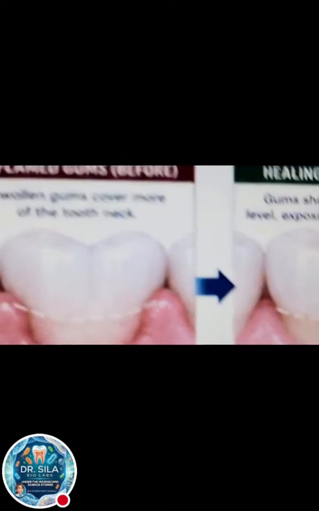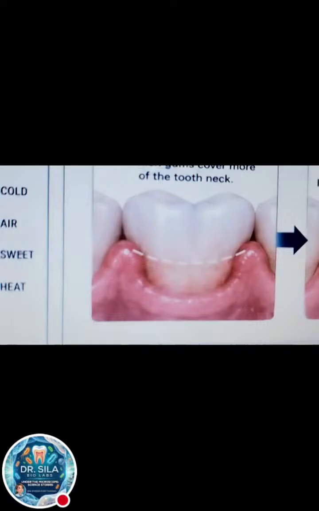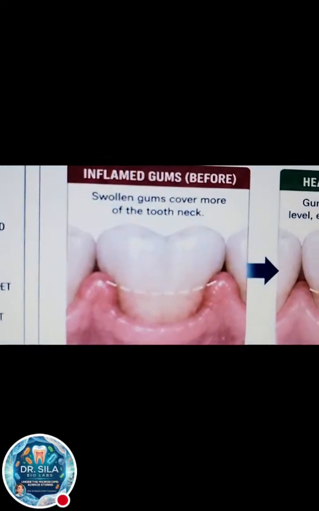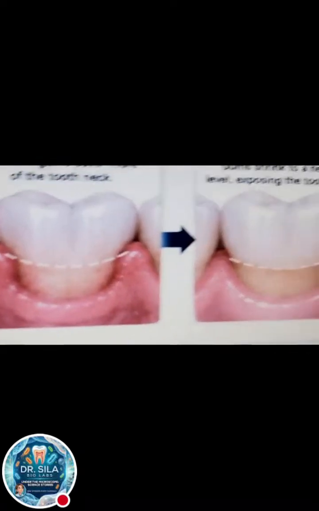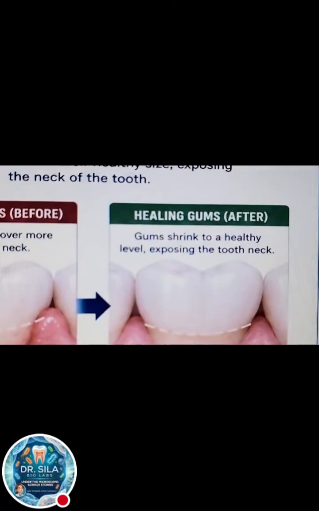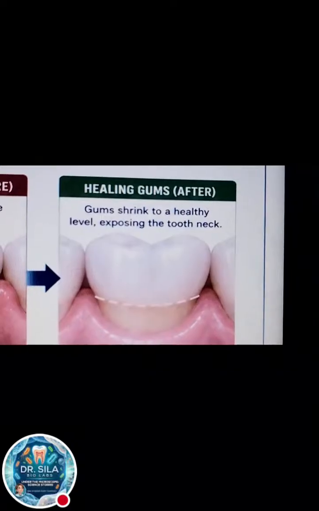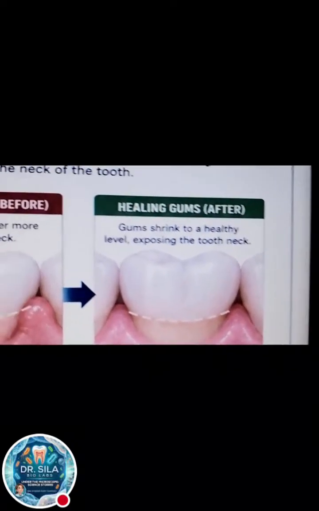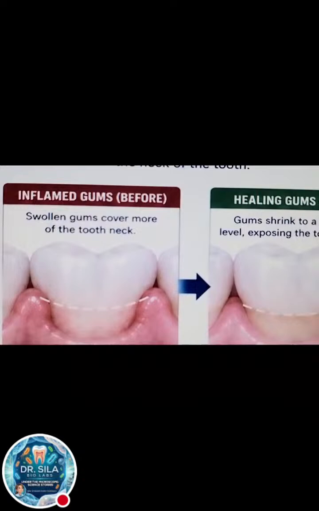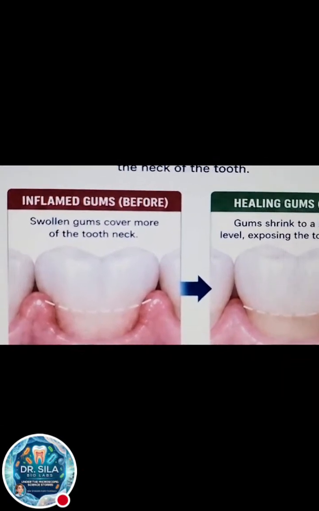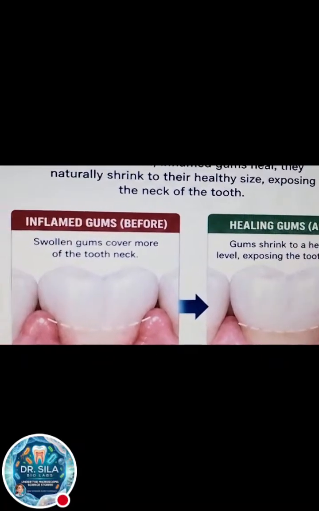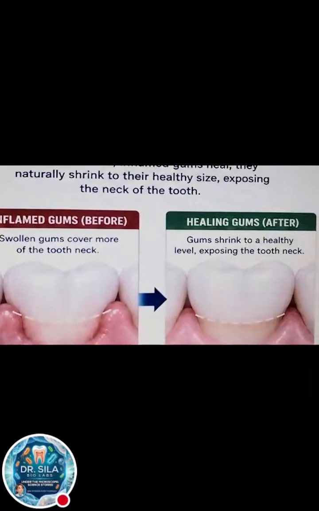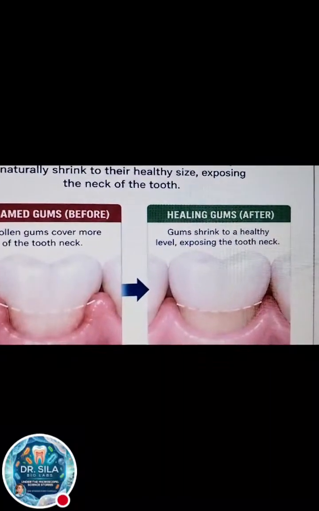Resolving gums. Because of the calculus, the gums were so much inflamed. Swelling gum line over the tooth neck. And the healing occurs after scaling. Gum shrinks to a healthy level, exposing the tooth neck. Most patients improve within 1 to 4 weeks using desensitizing toothpaste and proper home care. It can speed up the process.